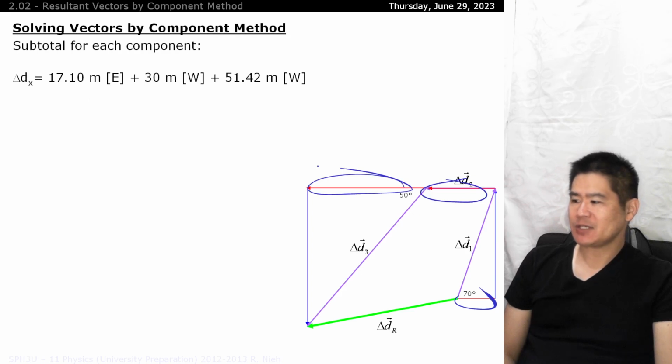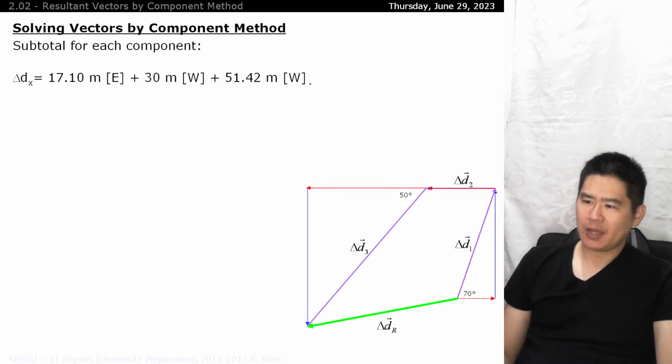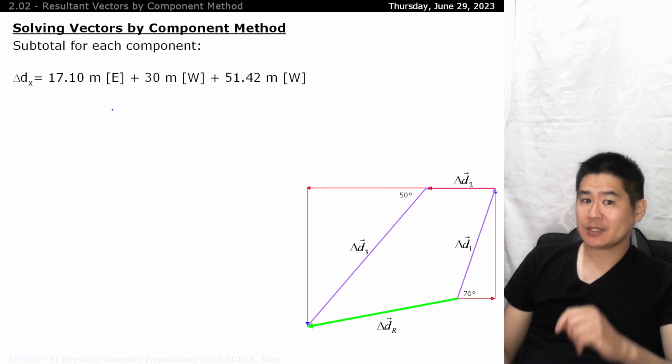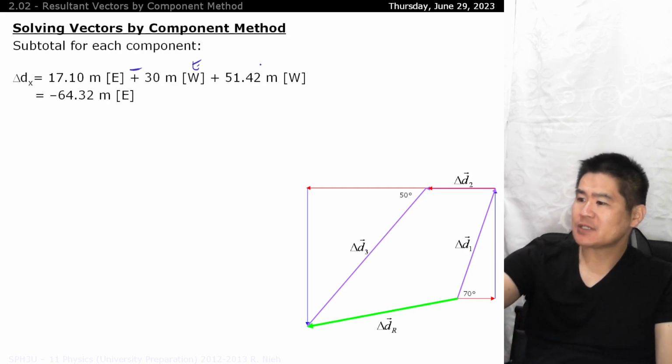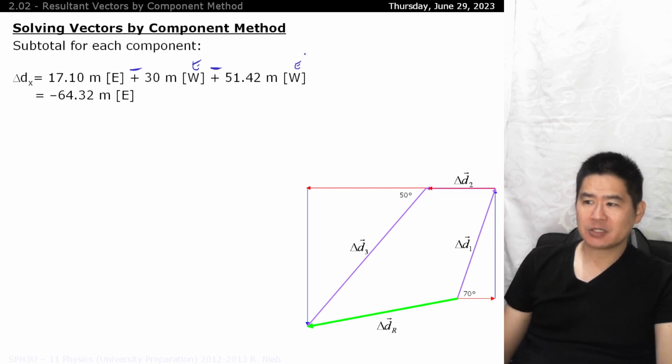So 17.10 meters east plus 30 meters towards the west plus 51.42 meters towards the west. Well, you can't add east and west together, so we have to do a little bit of number manipulation. 30 meters west has the same meaning as negative 30 meters towards the east. Same as 51.42 meters west. That has the same meaning as negative 51.42 meters towards the east. So now you could do 17.10 minus 30 minus 51.42, which will give us negative 64.32 meters east.